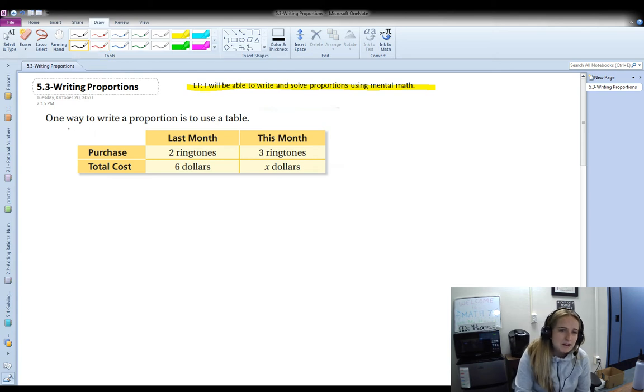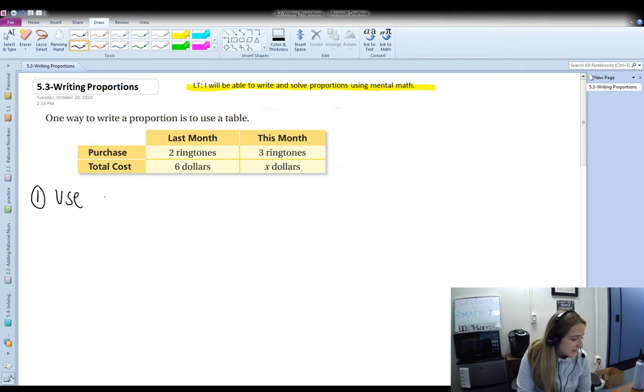So let's hop down. It says one way to write a proportion is to use a table. So we're going to talk about how we write a proportion using a table. I'm going to walk you through a couple different ways. So make sure you write this table down. I do want you to copy this table down. So pause it, copy it down. Okay, and now we're going to write the different ways in which we can write this proportion.